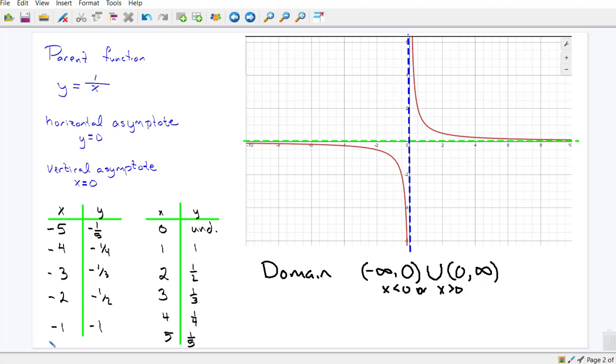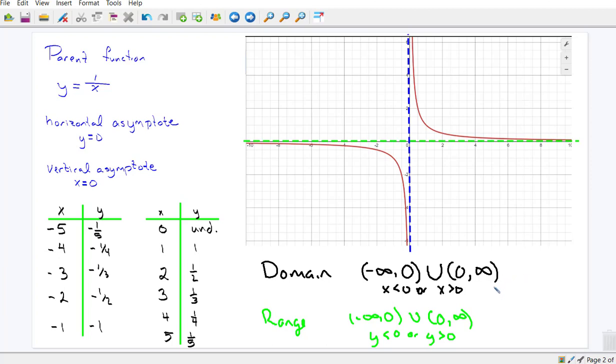Your range is going to be using the y's, and so looking at the y's, these asymptotes mean that we're not actually going across that. And so our range is your y values, and it's going to be from negative infinity up to 0, unioned with from 0 to positive infinity. And again, if you wanted to have it in inequality format, it'd be y is less than 0 or y is greater than 0.